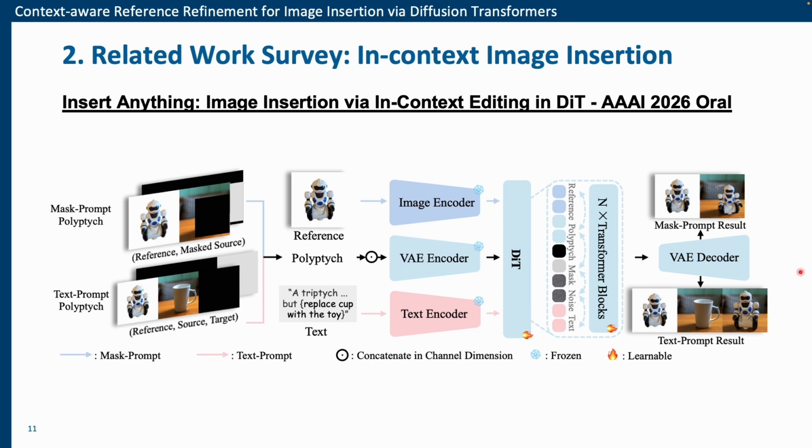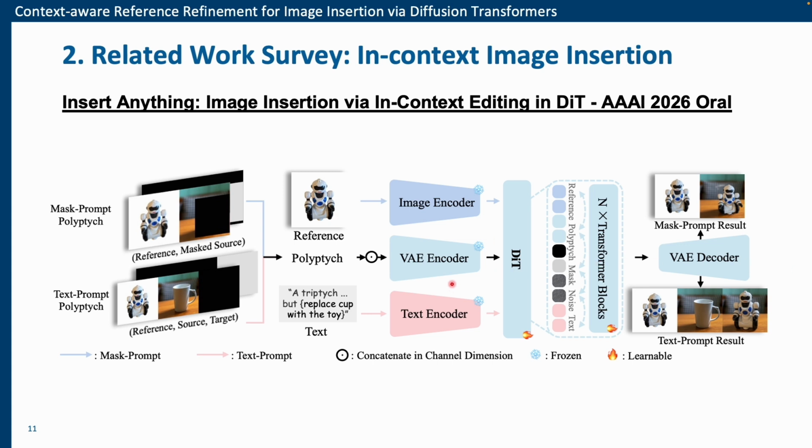The pipeline of this method can be divided into four main stages. First, the model takes three inputs: a reference image, a source image, and a control prompt, which can be either a mask or a text instruction. And the reference object is separated from its background using segmentation tools such as Grounding DINO or SAM.